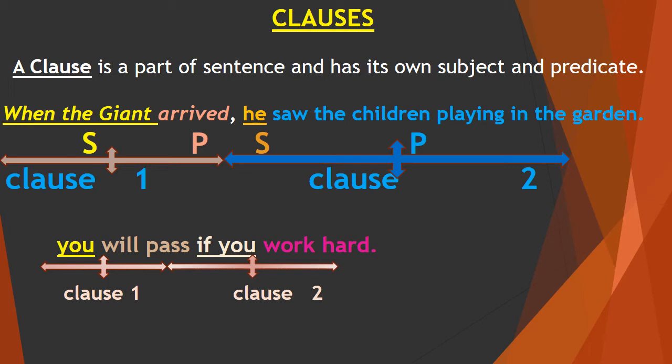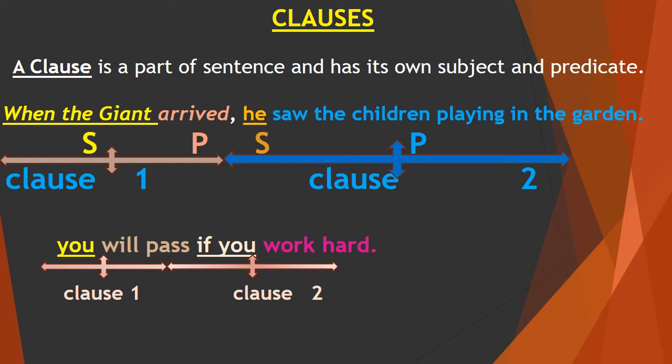Now see the next example. You will pass if you work hard. Clause 1 is giving a complete thought: you pass. But clause number 2 doesn't convey the complete thought, though both the clauses have their own subjects and predicates.